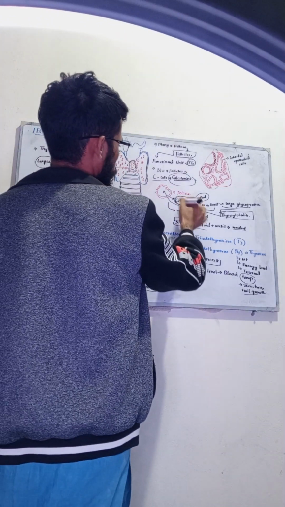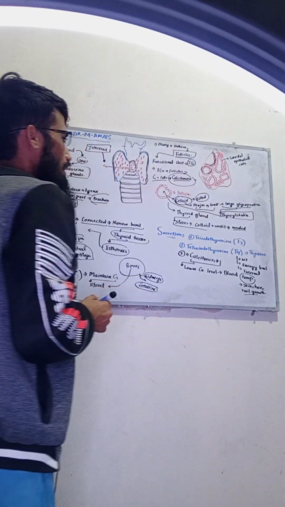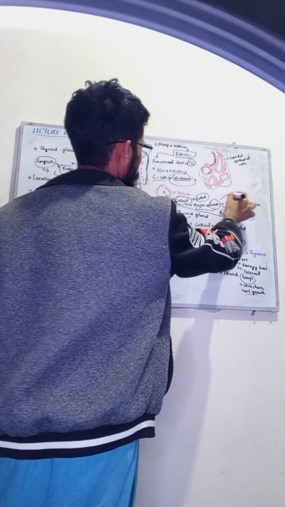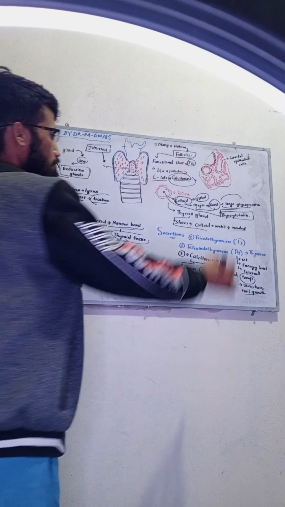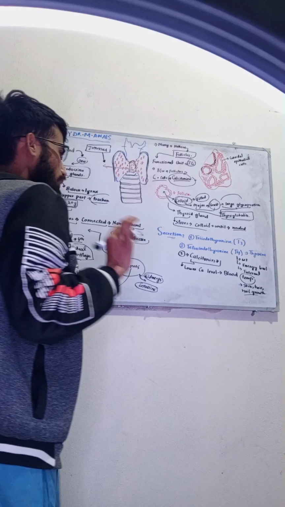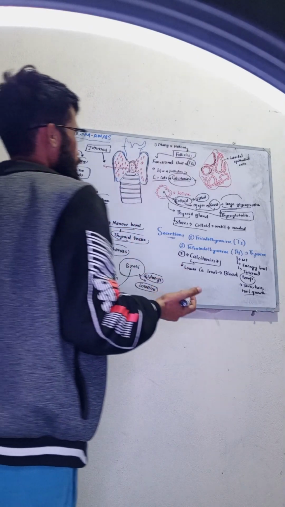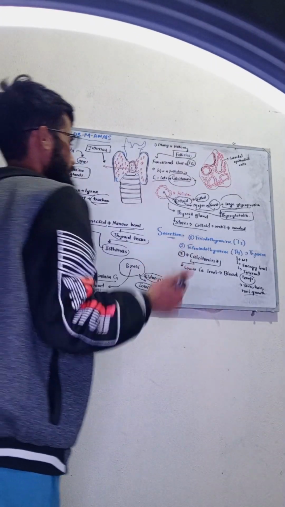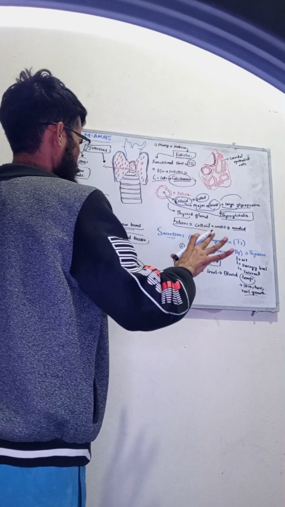This is called colloid. Colloid is a thick substance and its major constituent is a large amount of glycoprotein, and this glycoprotein is thyroglobulin. Thyroid gland stores T3 and T4 hormones for whenever the body needs them. We have discussed the thyroid gland.